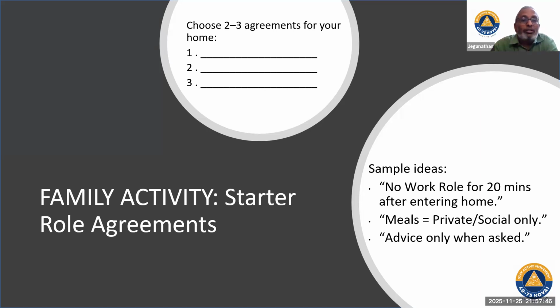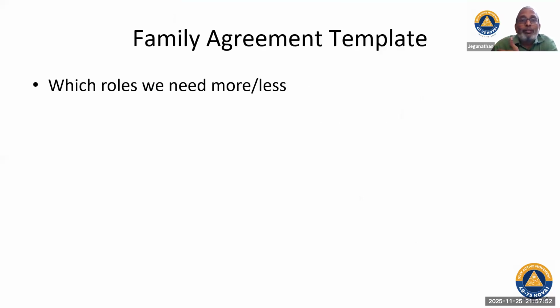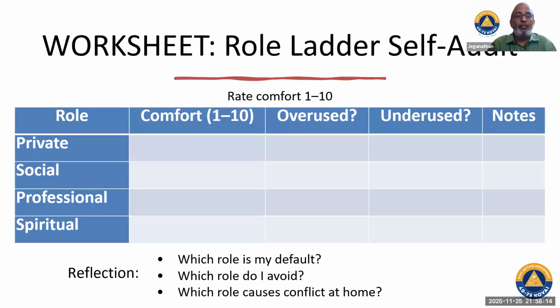So friends, start a role agreement. What is the agreement you're going to make with your family, to yourself and your family? Very, very important for you. So, family agreement template, simple: which roles we need more and which roles we need less in our family. That is all you need to take a call. Chit chat with your family members, you'll be able to find out what their needs are and what you can contribute. So identify what roles we need more and what roles we need less of.